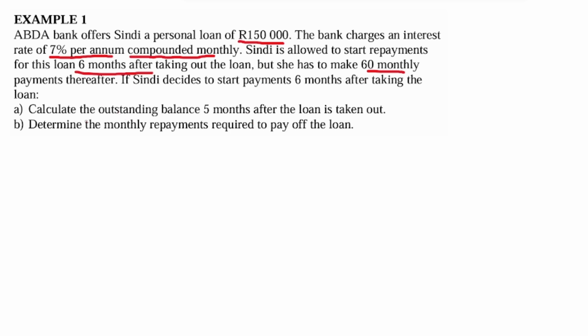So the number of payments is 60. If Cindy decides to start payment 6 months after taking the loan, calculate the outstanding balance 5 months after the loan is taken out. For this one, I'll try to draw a timeline. Let me sketch a timeline.